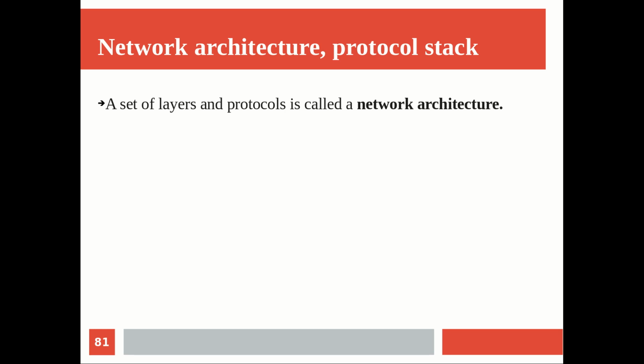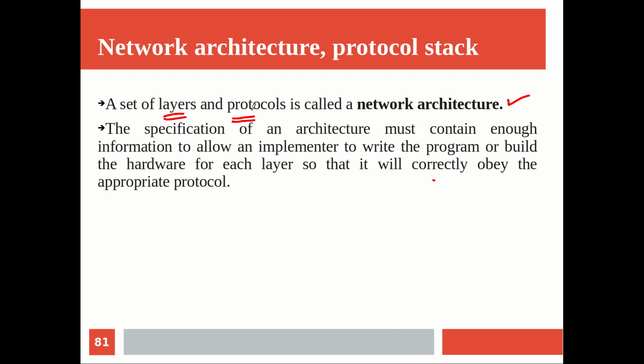A set of layers and protocols is called network architecture. What you have to understand is that network architecture is something we use in a general sense. It constitutes both the concept of layering and the protocols associated with each layer. Together we call it a network architecture. The specification of an architecture must contain enough information to allow an implementer to write the program or build the hardware for each layer so that it will correctly obey the appropriate protocol.